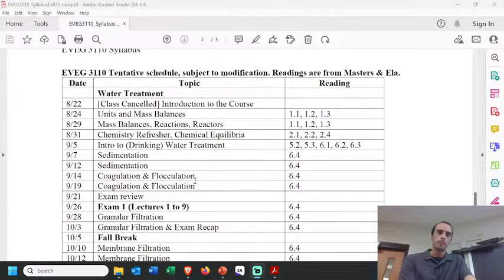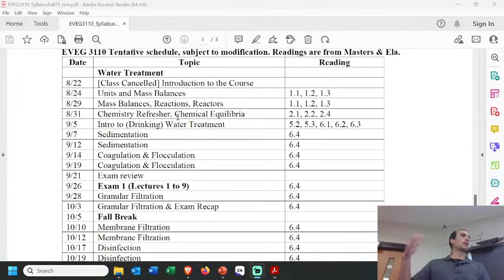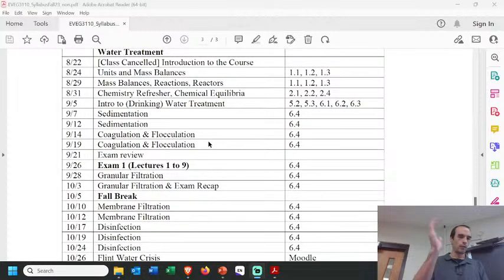So class was canceled Tuesday. So today we're going to try to cover a bit more than just introducing the course and get into the units and mass balance. I'm going to give you some background, a bit of chemistry refresher, and a bit of background on our basic approaches, what we call mass balances. We use them quite a lot in environmental systems, and so on.